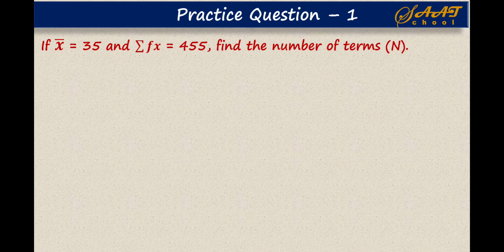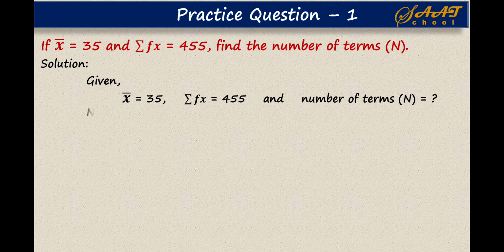Now here is practice question 1. Now we know the relation of the mean with sum of fx and n. To find mean, we divide sum of fx by n. Here in the question we have mean, which is 35, sum of fx is 455, and the question is to find the number of terms. Now to find the number of terms, we have a relation, and the relation is mean equals sum of fx divided by n. Using that relation, we can find the value of n.